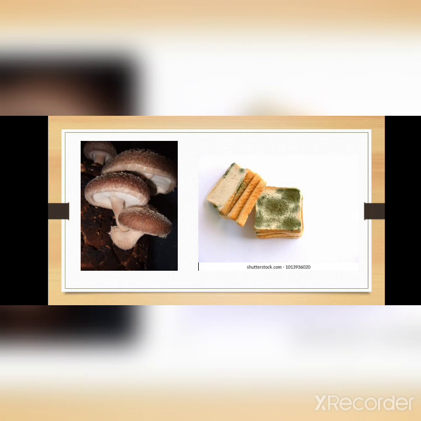Have you seen an umbrella-like structure? It is a mushroom. It is usually seen during the rainy season, isn't it? You might have also seen green patches on bread. These organisms are called fungi. They secrete digestive juices on dead and decaying matter and convert it into a solution. Then they absorb nutrients from it.